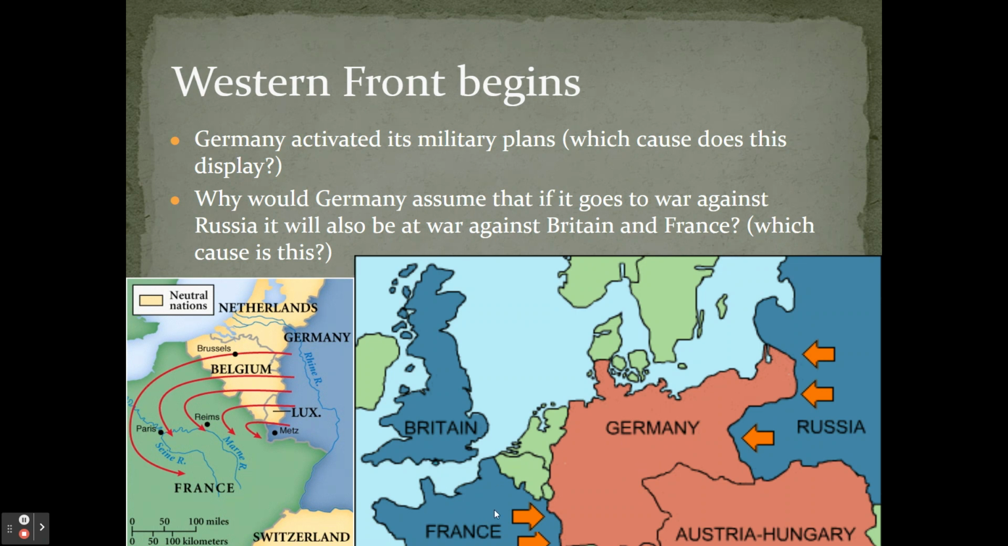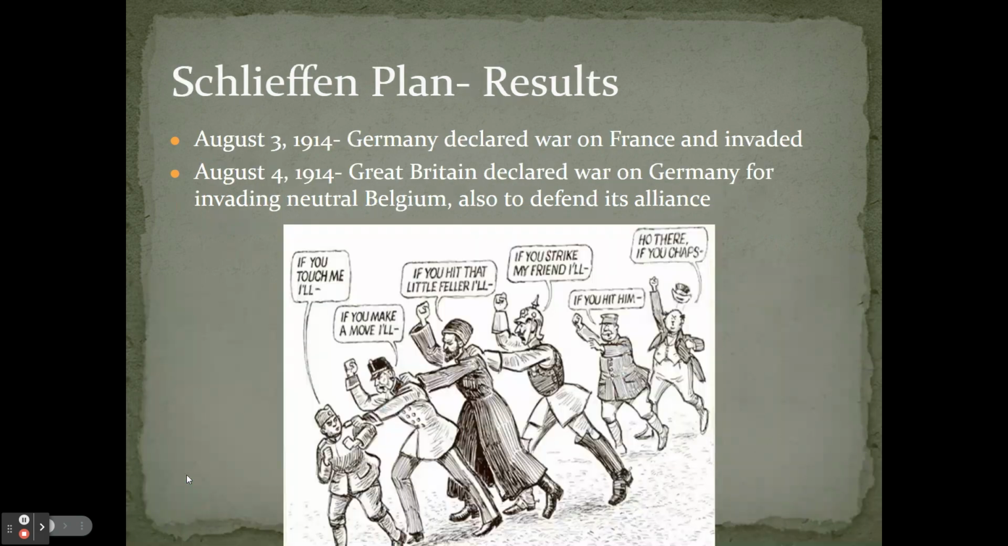Okay, France isn't even in the war. They're not fighting. They haven't declared war on anybody. Germany has declared war on Russia, and then, following these military plans, they declare war on France. This draws these countries into the war. They're invading the neutral country of Belgium here to get to France, and they're attacking France preemptively. And this plan to do this was called the Schlieffen Plan. And so on August 3rd, 1914, Germany declared war on France and invaded.